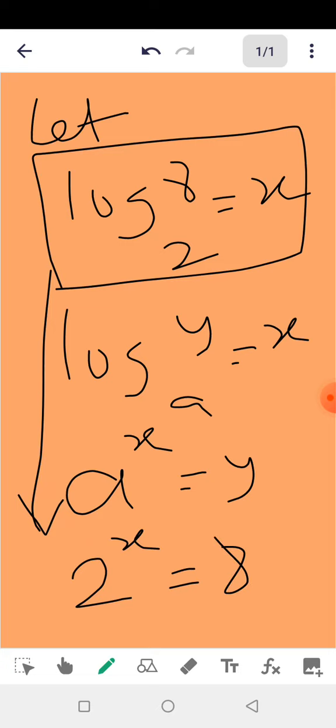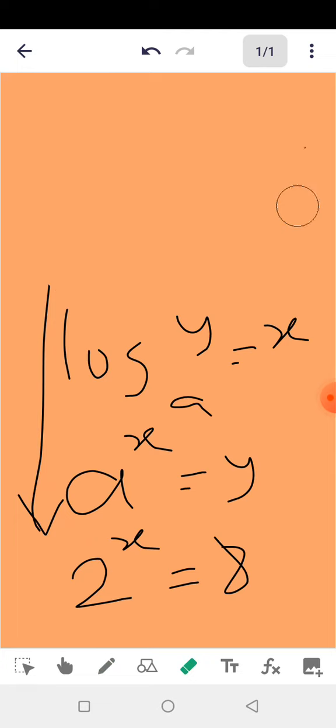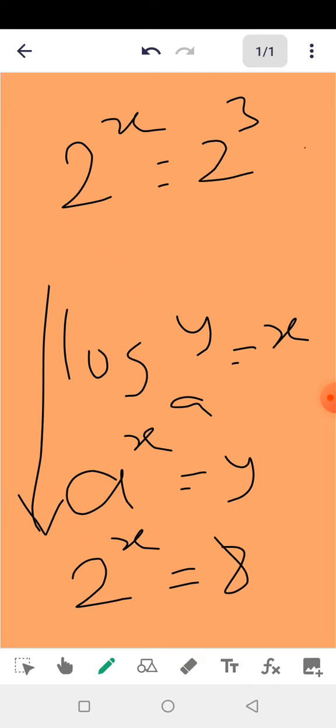Now once you've written 2 raised to power x is equal to 8, then we can solve it indicially. 2 raised to power x is equal to 2 raised to power 3. Since they have the same base, then x is equal to 3. So you see, it doesn't matter how the question comes, you can always solve to get an answer.